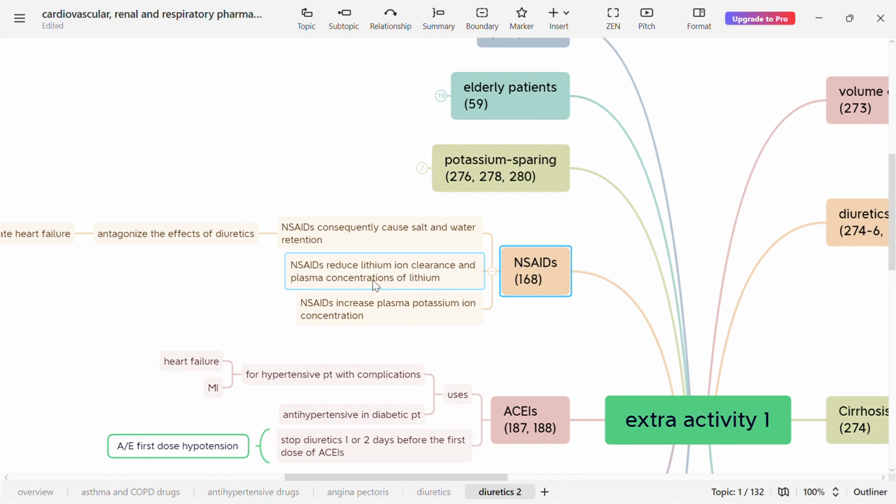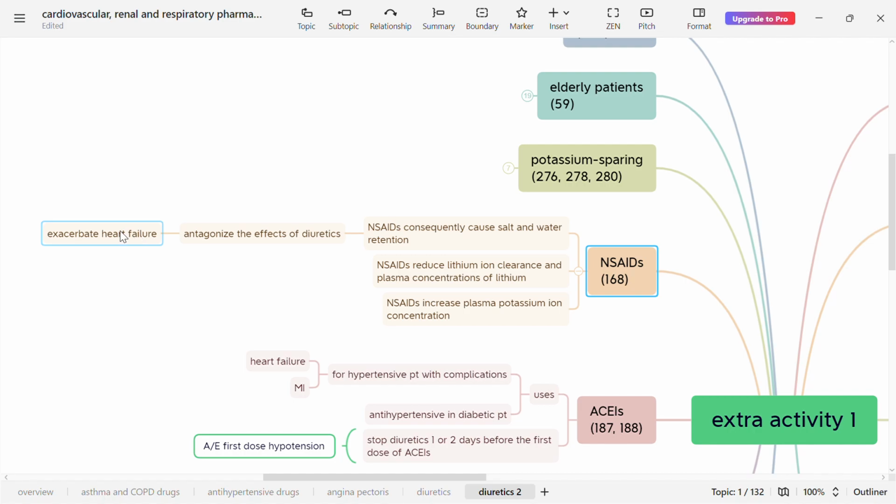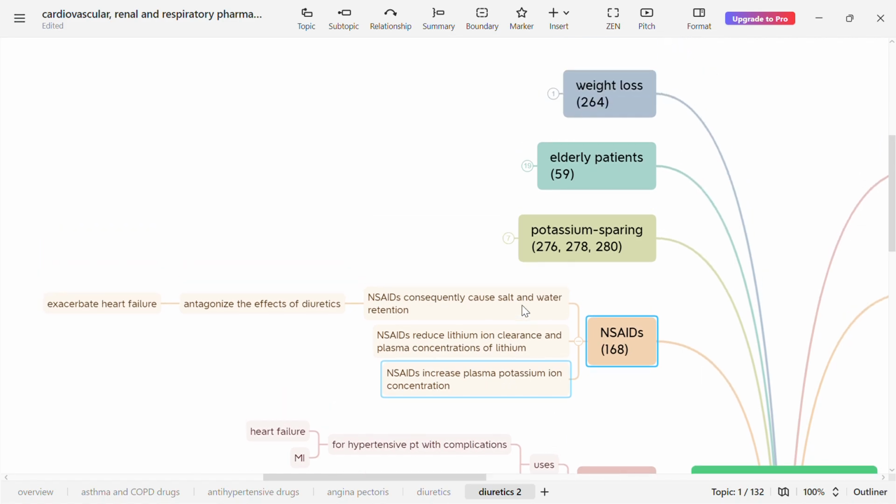And next are the NSAIDs, where NSAIDs consequently cause salt and water retention. This antagonizes the effects of diuretics, which will exacerbate heart failure. And next, NSAIDs reduce lithium ion clearance and increase the plasma concentration of lithium. And also, NSAIDs increase plasma potassium ion concentration.